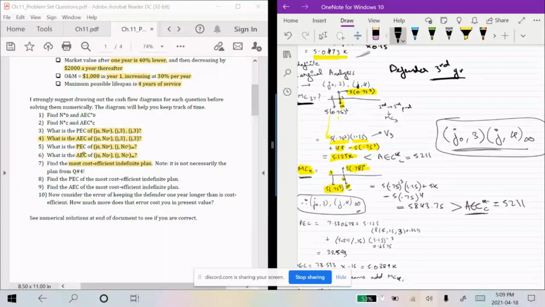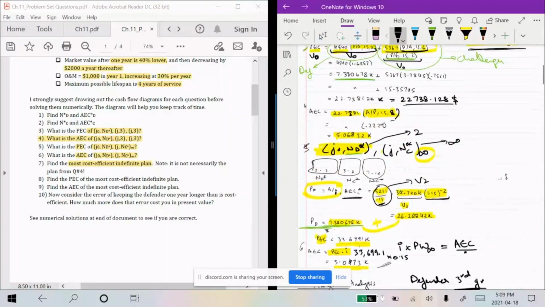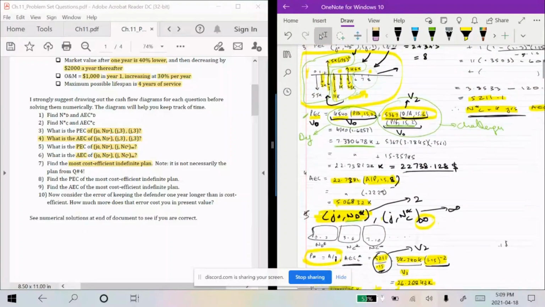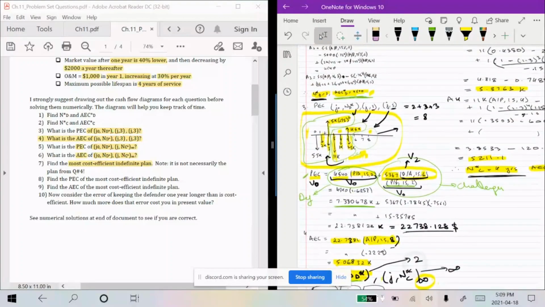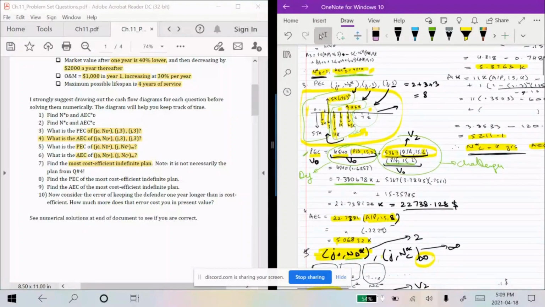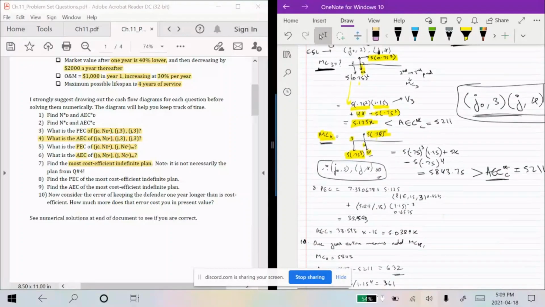Okay, so we know that to keep the Defender for 3 years, if you guys remember question number, which one was it? Did we keep the Defender? No, we never kept it for 3 years. So what I did instead was I took the cost of keeping the Defender for 2 years, and then I added MC3 to that. Because the cost of keeping the Defender for the third year is MC3, right?